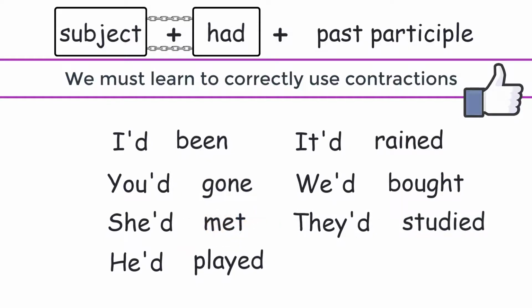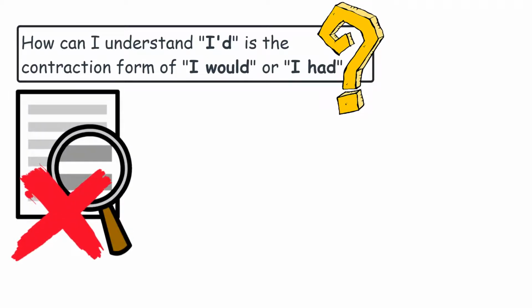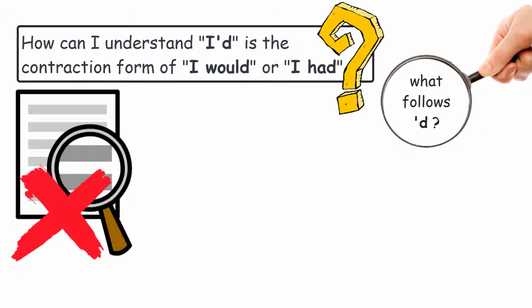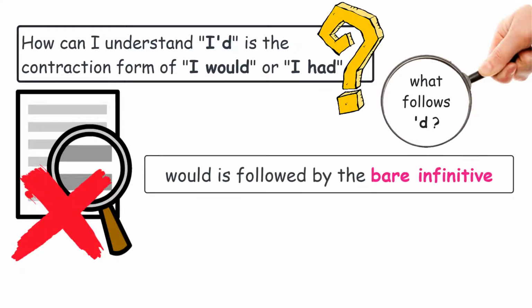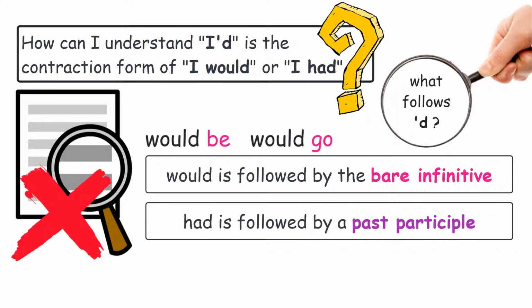Maybe now you ask yourself, how can I understand that, for example, I'd is the contraction form of I would or I had? If we couldn't understand it by looking at the context of the sentence, we simply need to look at what follows apostrophe D. Would is followed by the bare infinitive, I mean infinitive without to. Would be, would go. However, had is followed by a past participle. Had been, had gone.